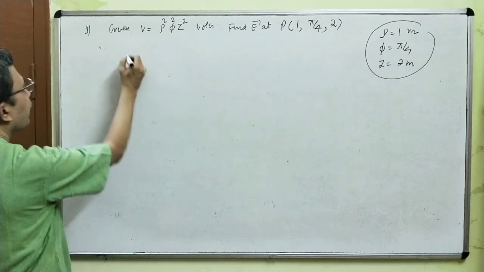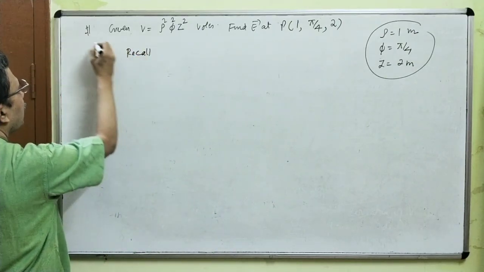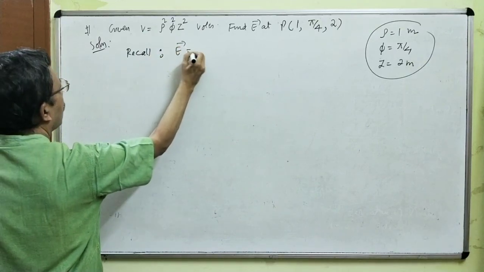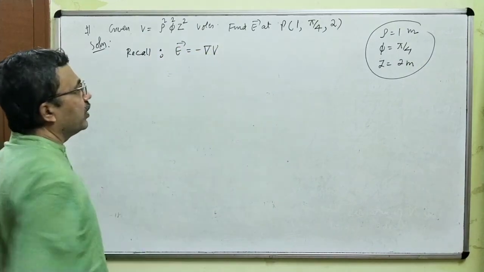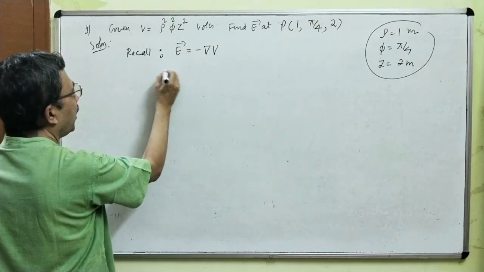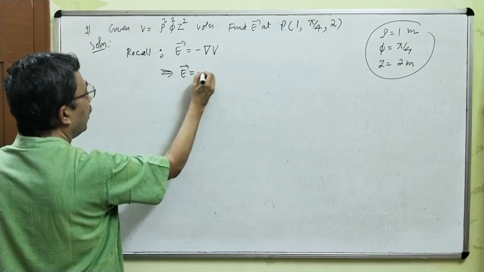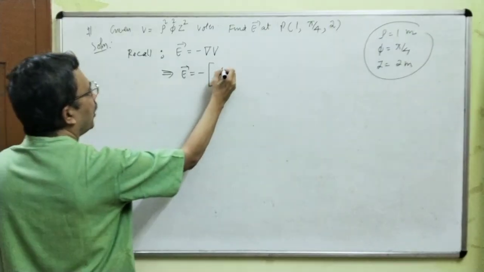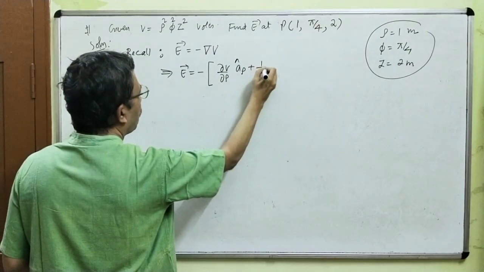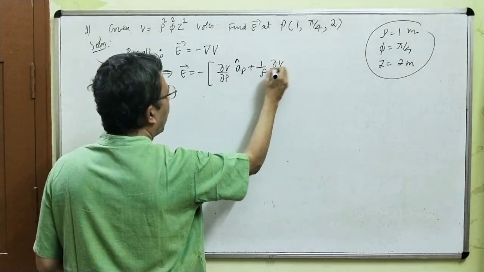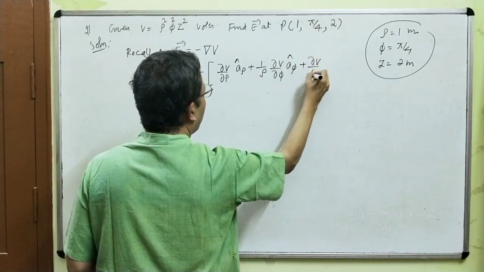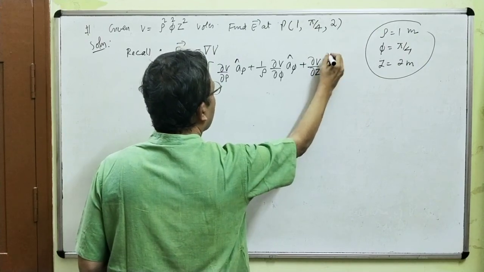Again, recall solution. Vector E is equal to minus gradient of V. Now you have to recall this from your memory. What is the expression for gradient in a cylindrical coordinate system? It is dou V by dou rho into A rho cap plus 1 by rho dou V by dou phi into A phi cap plus dou V by dou Z into A Z cap.